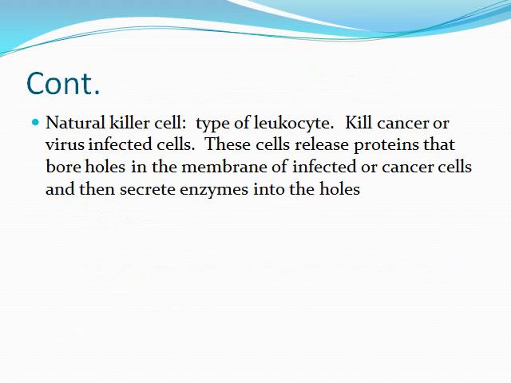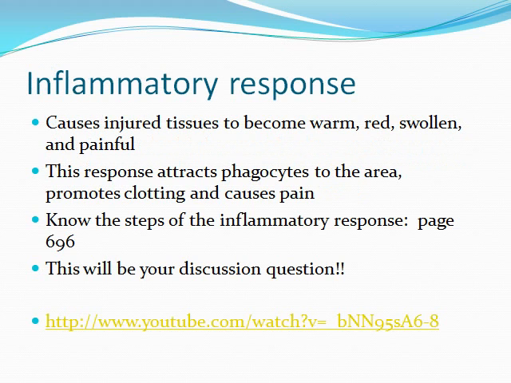So natural killer cells are a type of leukocyte. Natural killer cells are important in preventing cancer as well as killing virus-infected cells. These cells release proteins, and those proteins just put holes in the membrane of the infected cell and then put enzymes into those holes to kill off the infection, or really just the cell.